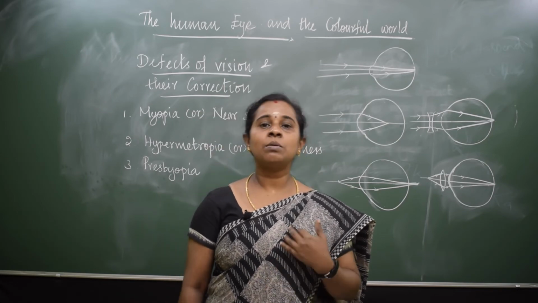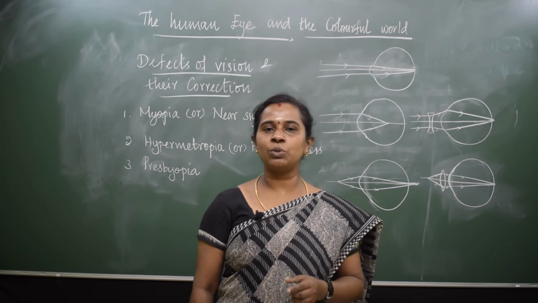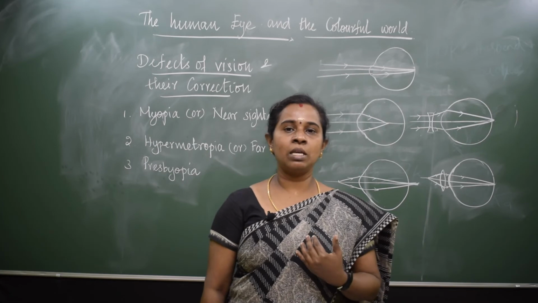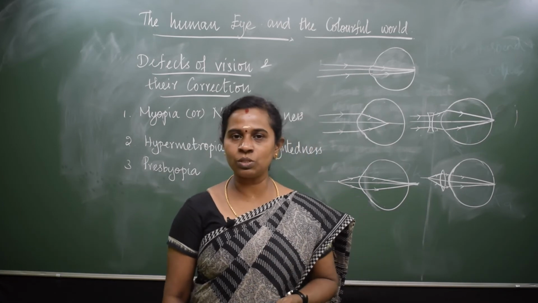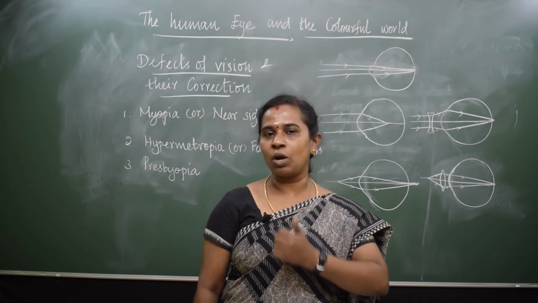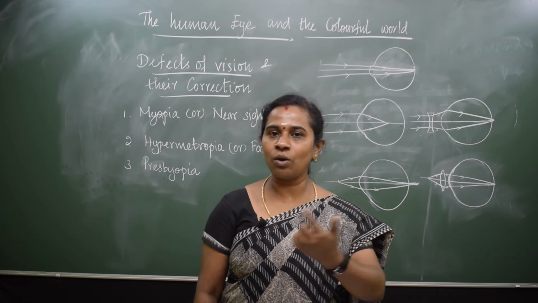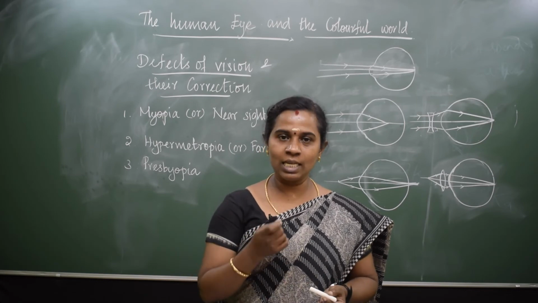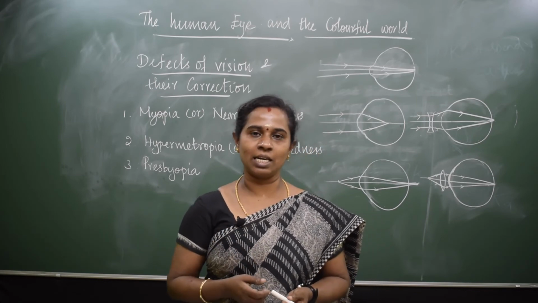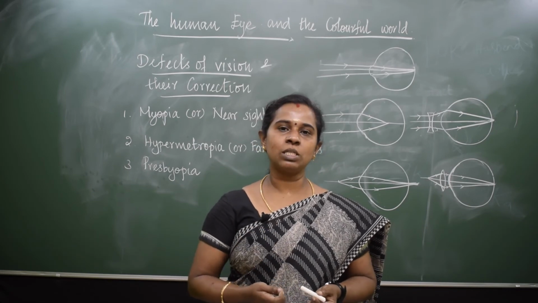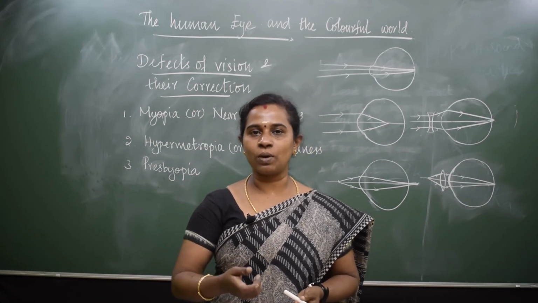How to correct presbyopia? We need to use a bifocal lens. What is meant by a bifocal lens? The upper part is concave, which is used to see long distance objects, and the lower part is convex, with which they can see nearby objects very clearly. For this reason, persons with presbyopic eyes need to use bifocal lenses.